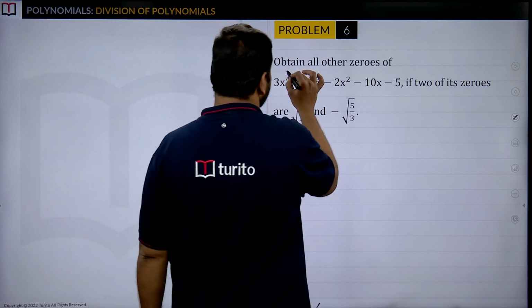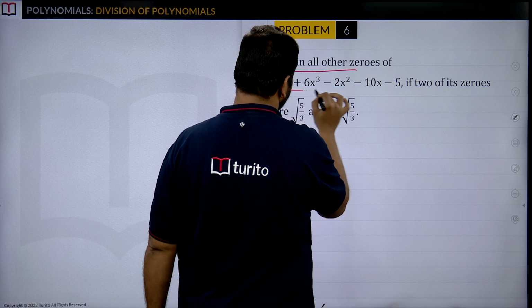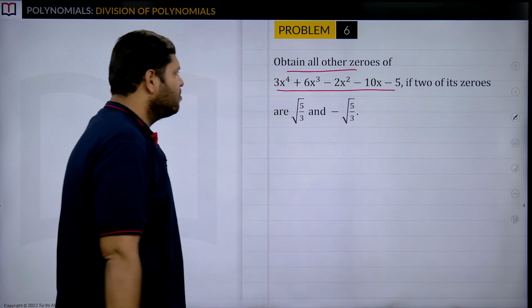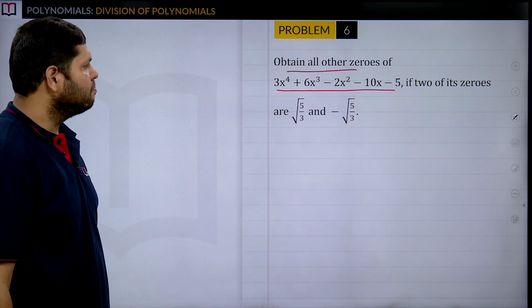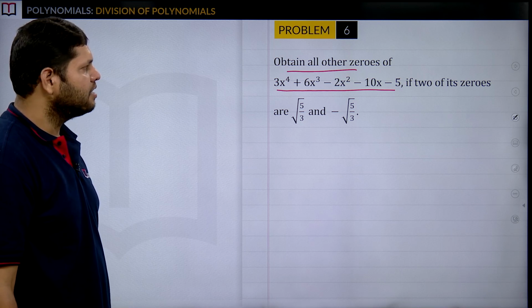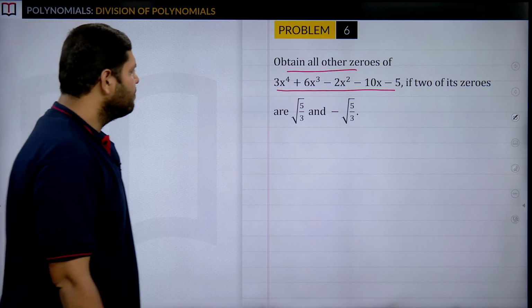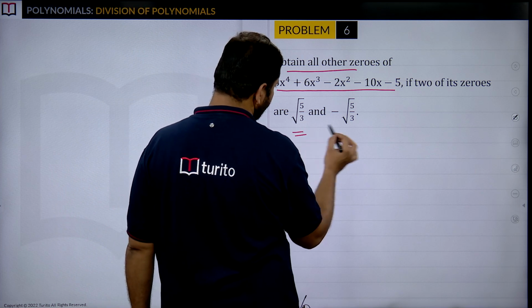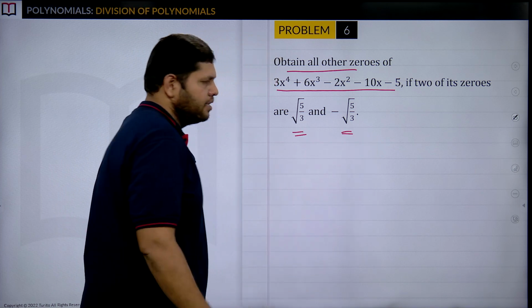Again, obtain all other zeros of this polynomial. What is the polynomial children? 3x power 4 plus 6x power 3 minus 2x square minus 10x minus 5. And they have given the two zeros children, root 5 by 3 and minus root 5 by 3.